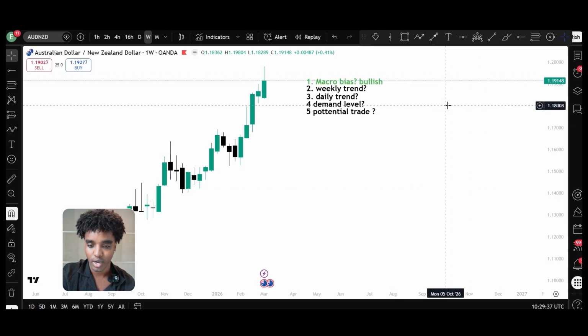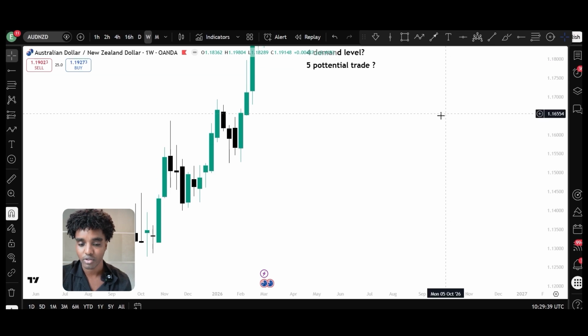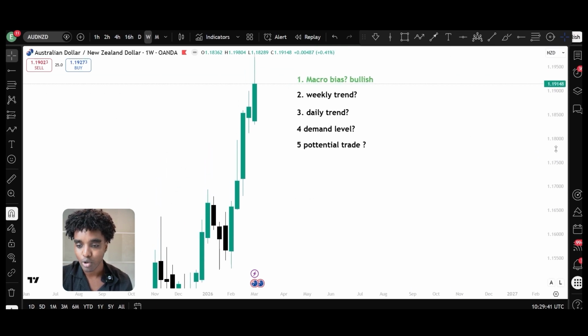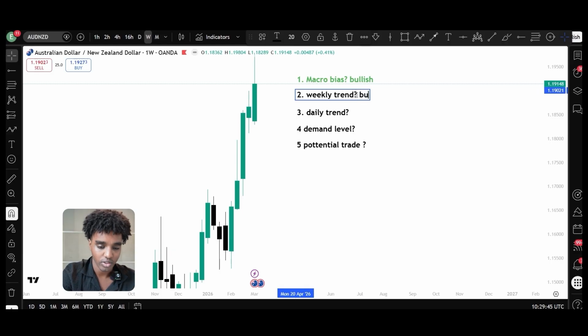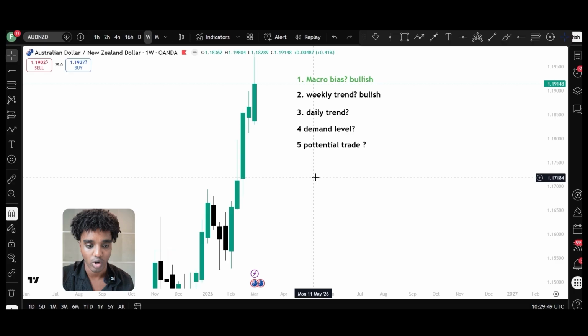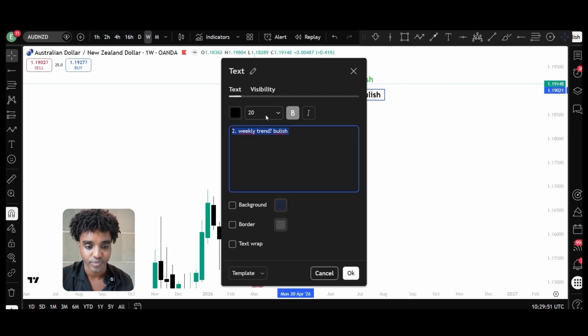So we have the macro bias that's in our favor, going bullish, and we have the weekly trend also bullish. So that's a good sign to go long on this specific market. So I'll make it in green also.